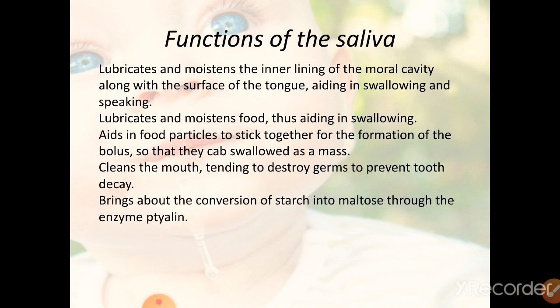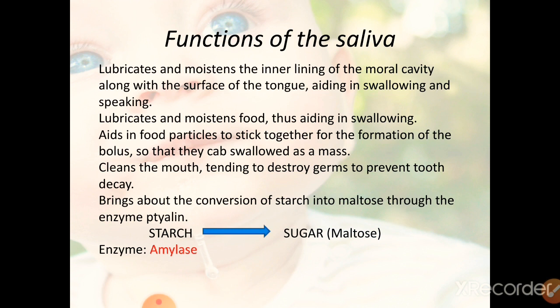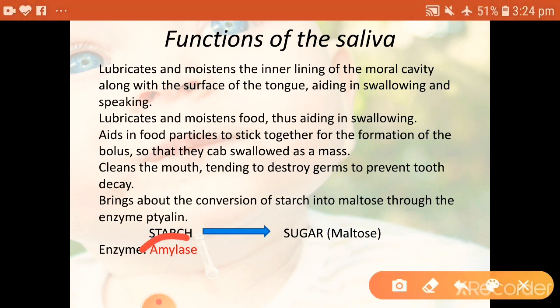It brings about the conversion of starch into maltose through the enzyme ptyalin. Ptyalin is a type of amylase. It helps to break down starch into maltose. Just look at this: starch breaks down into maltose, a sugar. This is done by the enzyme amylase. Now remember the names of the enzymes. Enzymes are the chemical substances which help to break down the food into simpler substances. This is the first enzyme we have come across. Just remember in this chapter, this is the first enzyme, amylase. One by one we'll do. You have to remember the names of all the enzymes and their functions.